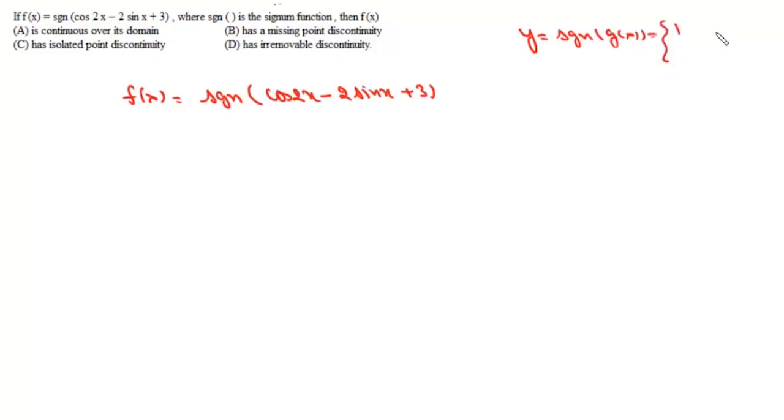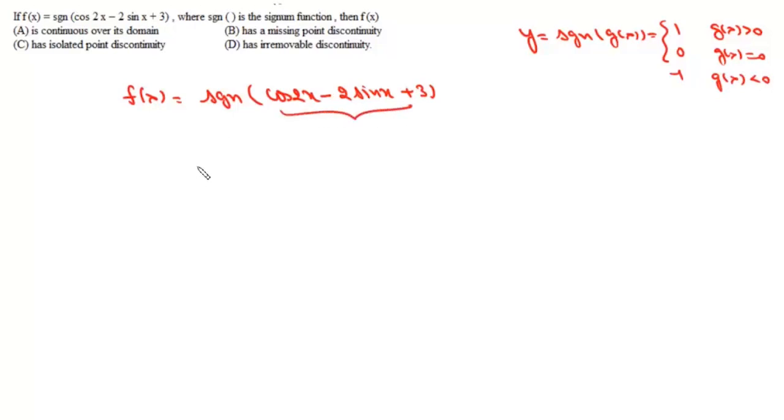Now here the question is, we are given this function f(x) which is signum of cos 2x minus 2 sin x plus 3, and we need to find which of the following is true. Now for signum function, we know that if we have any signum g(x), then this signum g(x) will be 1 when g(x) is greater than 0, 0 at g(x) equals 0, and will be minus 1 where g(x) is less than 0.